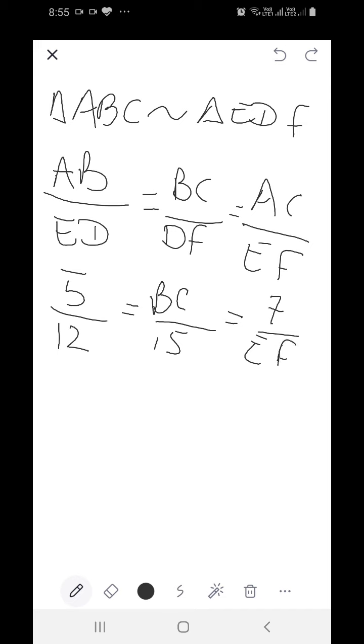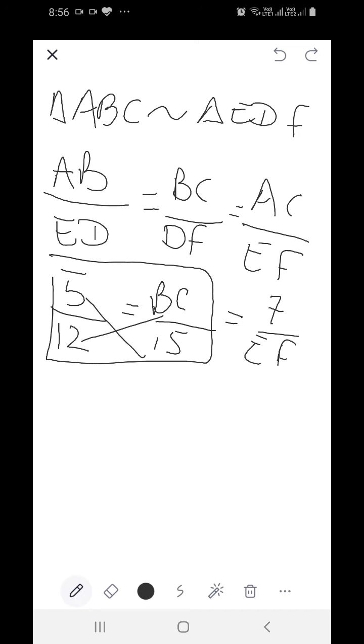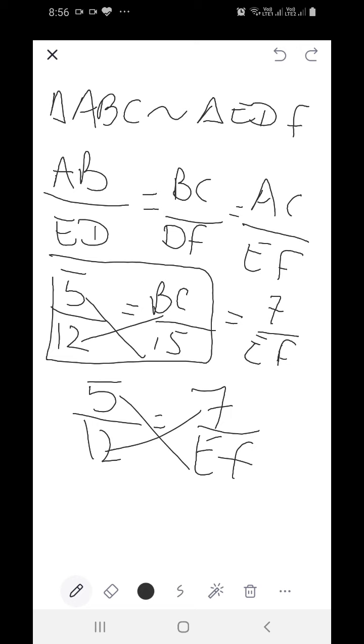So now after substituting the sides, we find that BC and EF are not given. As these three ratios are equal to each other, at a time you can take two. Take these two, cross multiply, and you will get the length of BC, which is missing. Then we can take 5 upon 12 is equal to 7 upon EF, cross multiply, and you can find the length of EF. Many questions are like this only.